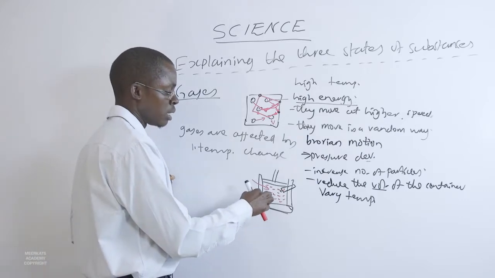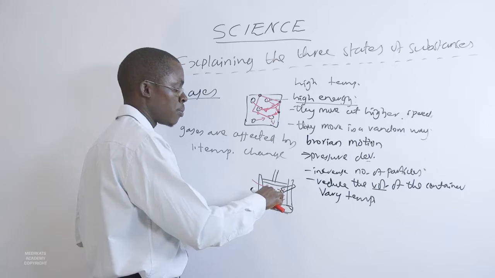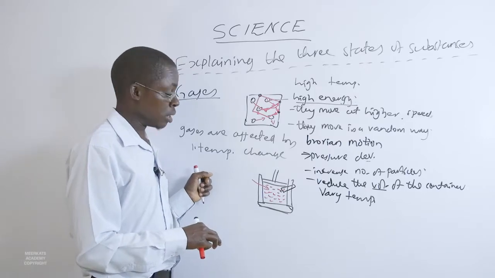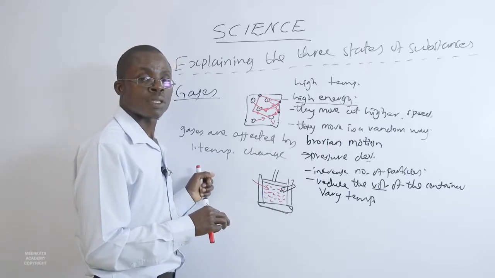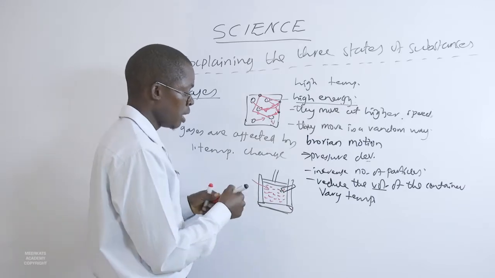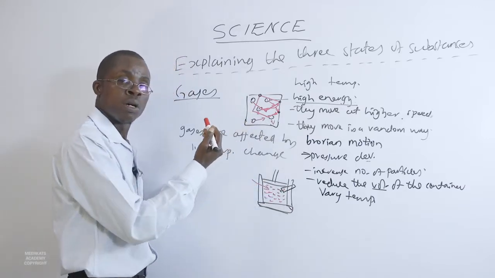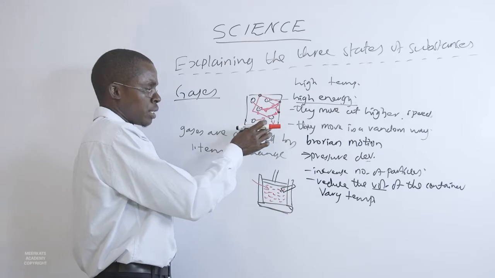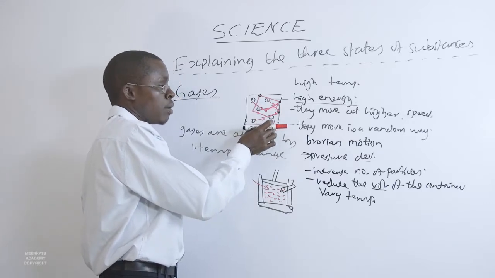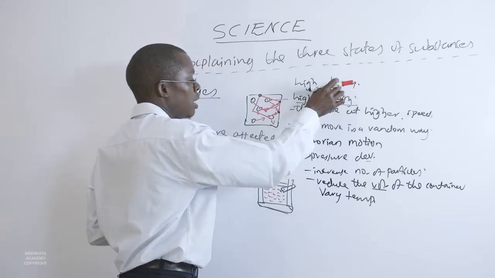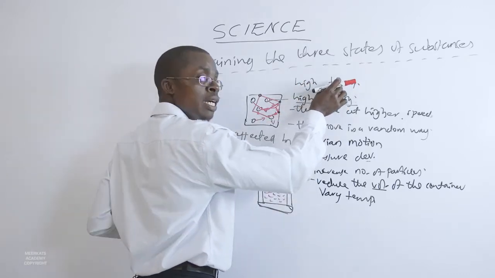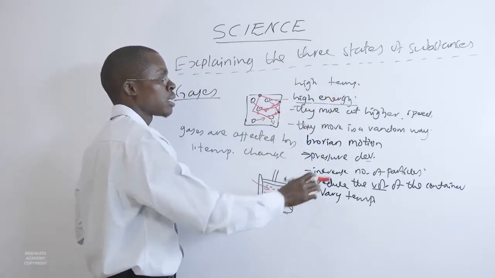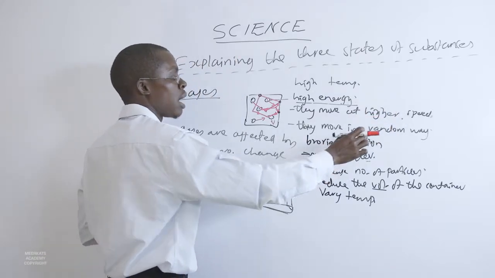So when this gas is inside here and the spark plug ignites the gas, it burns in an explosion. In that explosion, it pushes the piston up. How and why? It pushes up because of the increase in temperature, the particles will want to move with high energy at higher speed in a random way.